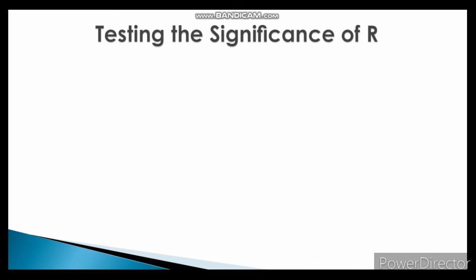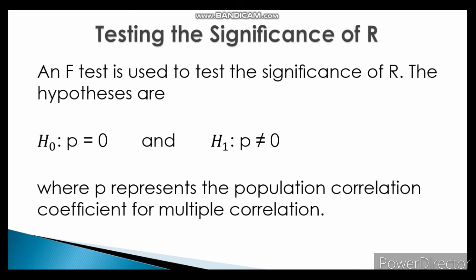Testing the significance of R. An F-test is used to test the significance of R. The hypotheses are null, rho is equal to 0. And our alternative hypothesis is rho is not equal to 0, where rho represents the population correlation coefficient for multiple correlation.